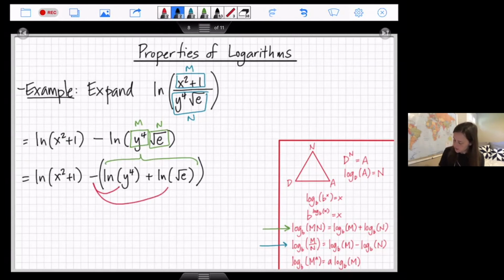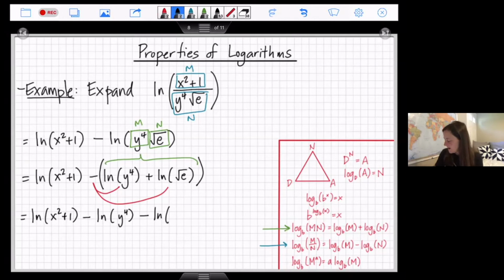All right, so I've got natural log of x squared plus 1 minus natural log y to the 4th minus natural log of root e. Root e, before I write that down, I'm going to write that as e to the half. I know logs do a lot with exponents, so we may as well rewrite any radicals we see as exponents. All right, let's see. We said we're done with the first logarithm.